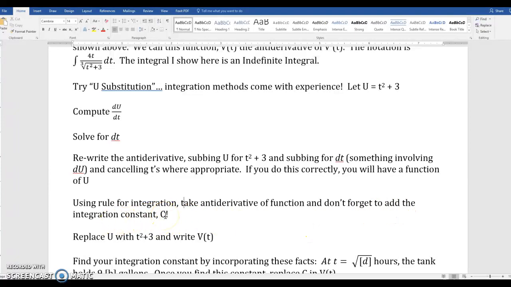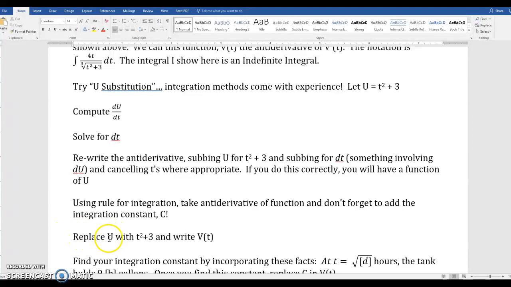So don't forget to add your plus C at this point. After you have found the general form of the antiderivative and you have added the integration constant, at that point you'll have an equation that says v of t equals a certain function plus a constant.